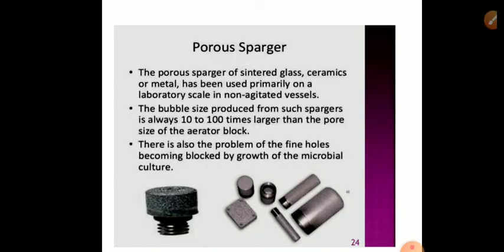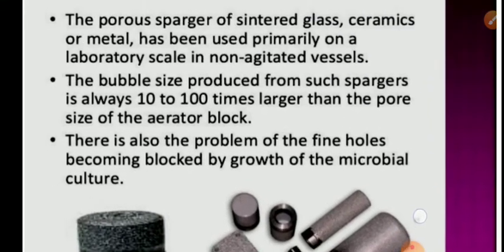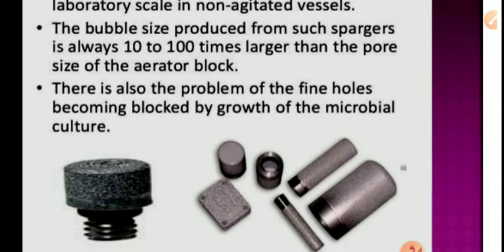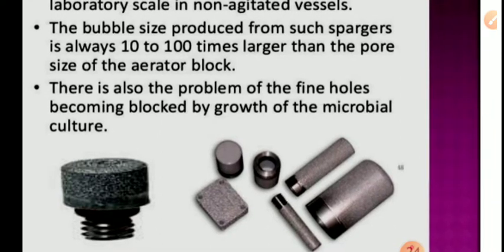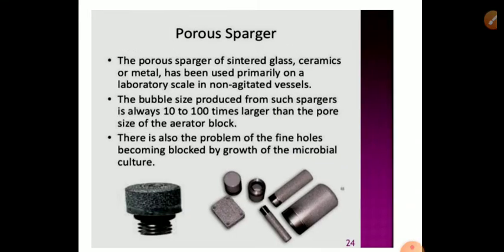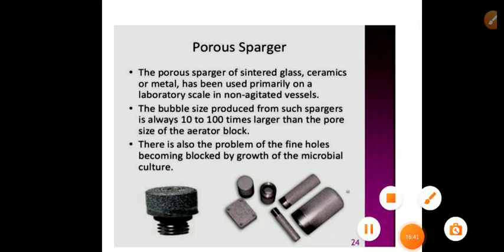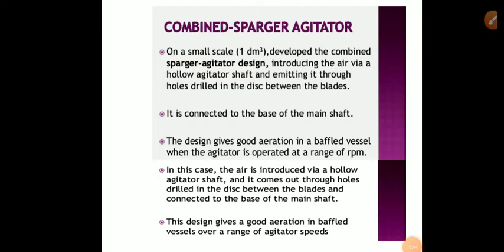Then there are porous spargers. They are generally made of sintered glass or ceramics or metals. They are usually used in laboratory scale non-agitated vessels. You can see here in the diagram porous spargers. Sometimes we use impeller air injection, that is a combined sparger agitator.